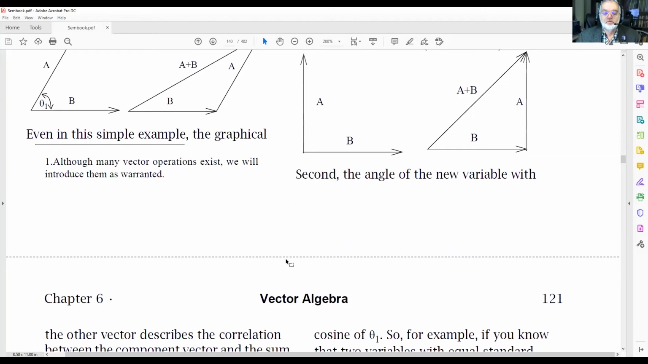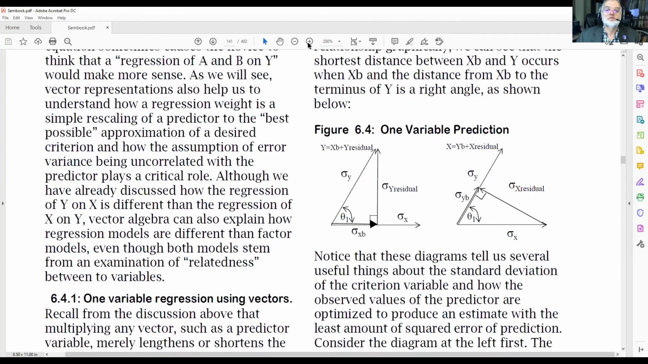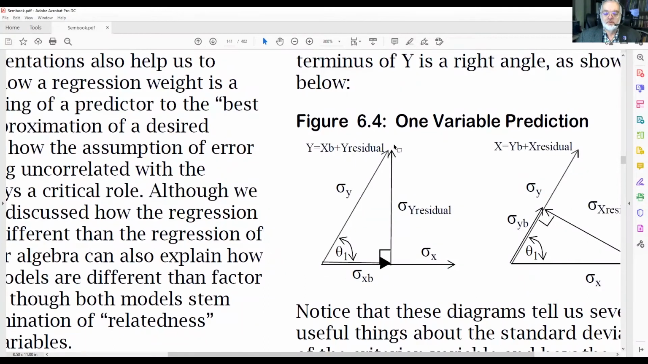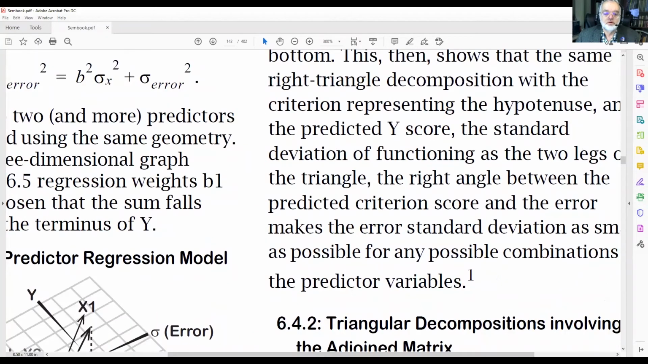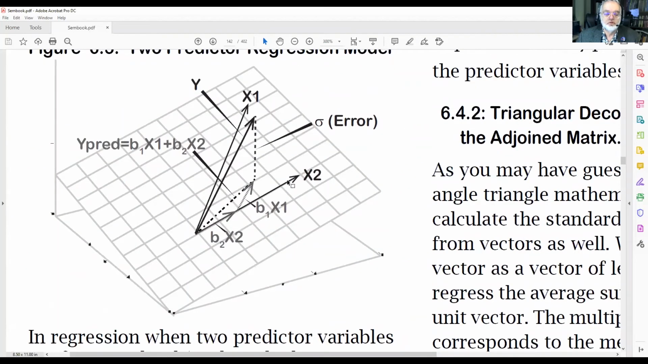So, for example, here, let me make it larger. If the length of this line is 1 and the length of this line is 1, the regression weight that I multiply x by to fall directly underneath the standardized version of y is the standardized regression weight. And similarly, in the case of a two-predictor regression model, if the length of y is 1 and x1 and x2 is 1, these coefficients down here are also going to be the standardized regression weights.